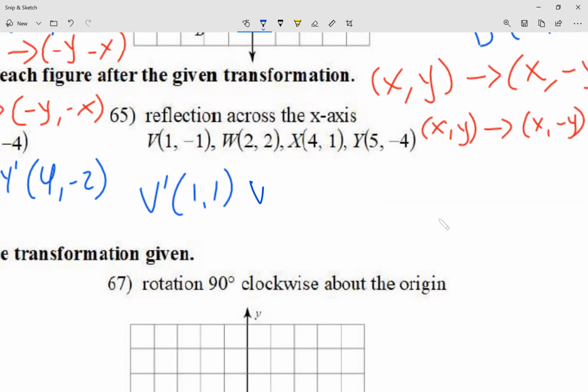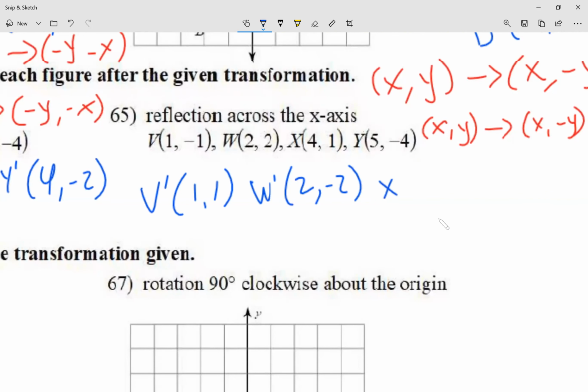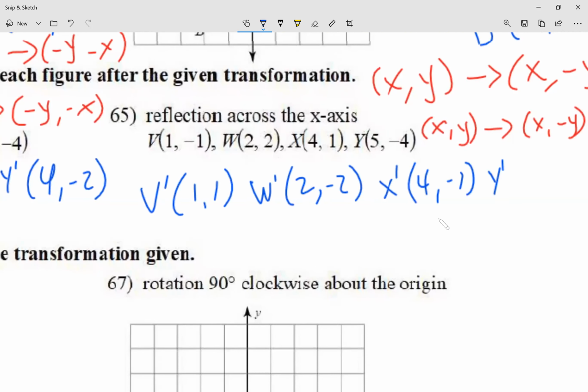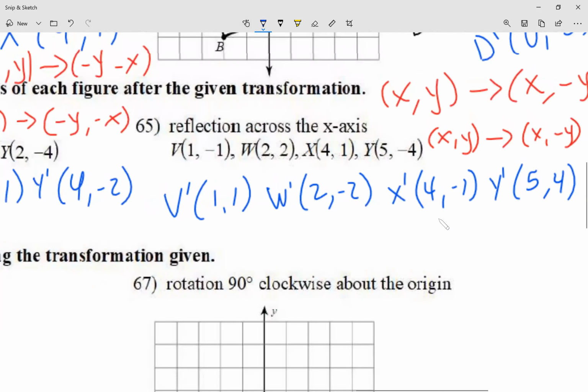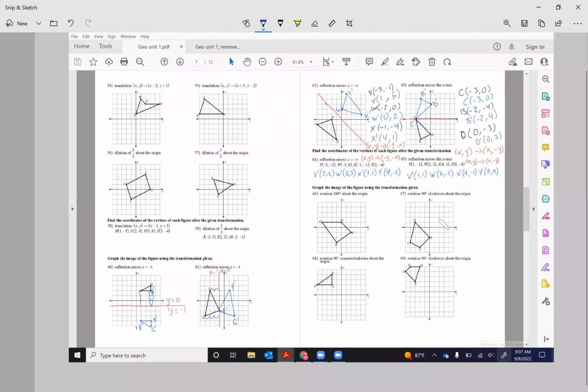W prime will be 2, -2. Notice I switched the sign on the y value. X prime, the coordinates of X prime will be 4, -1. And the coordinates of Y prime will be 5, +4. All I did was switch the sign on the y value. All right, let me zoom out. That way you guys can see what we did. We saw reflection today.